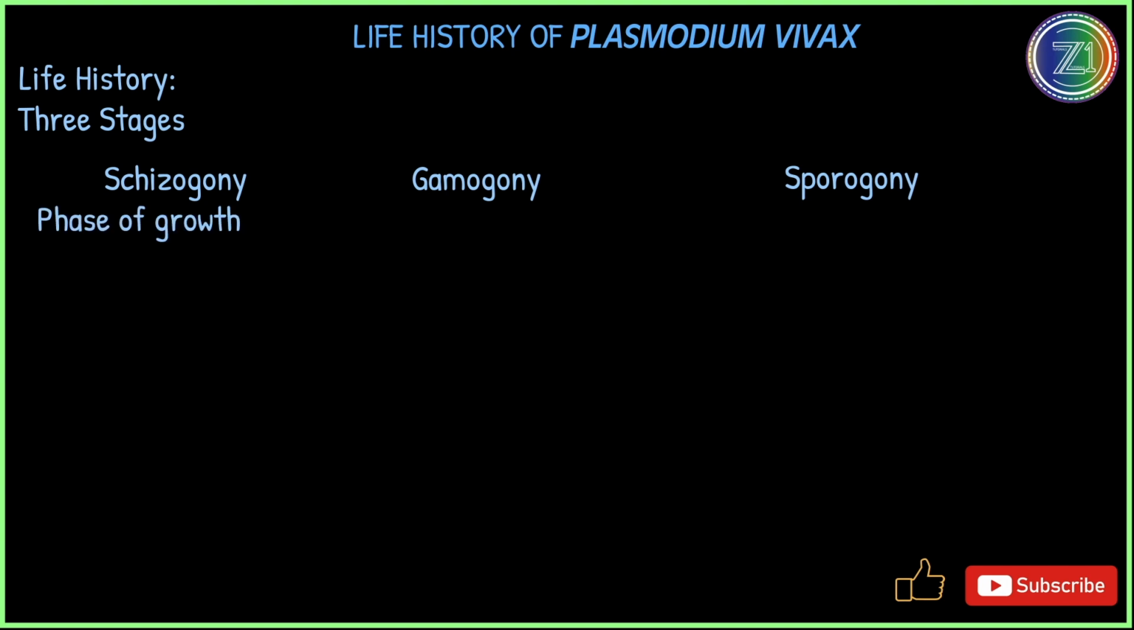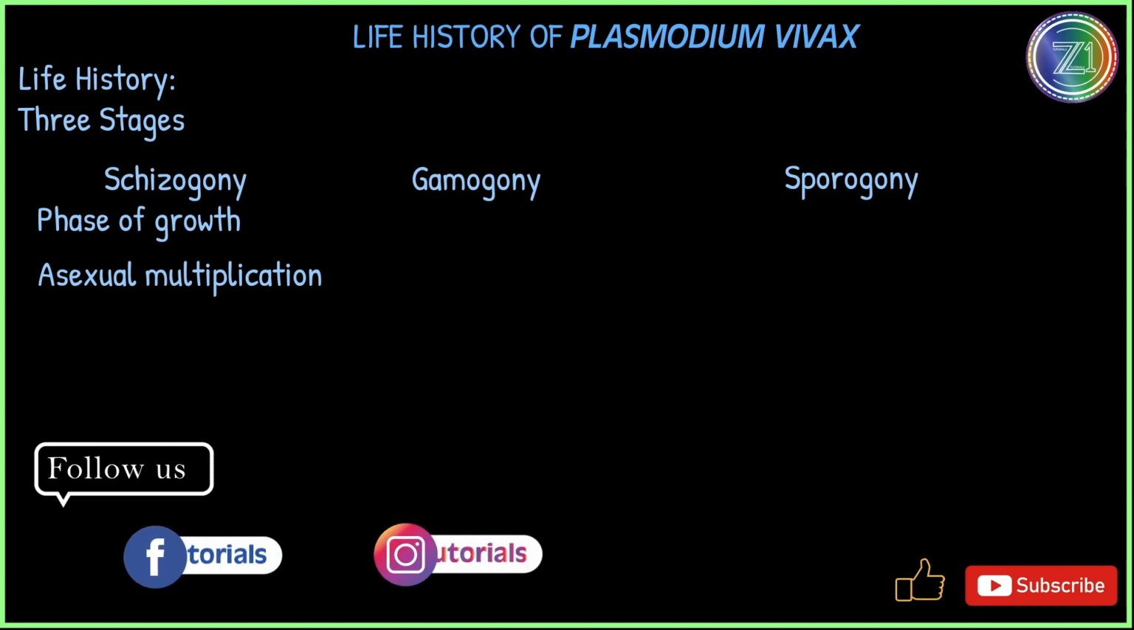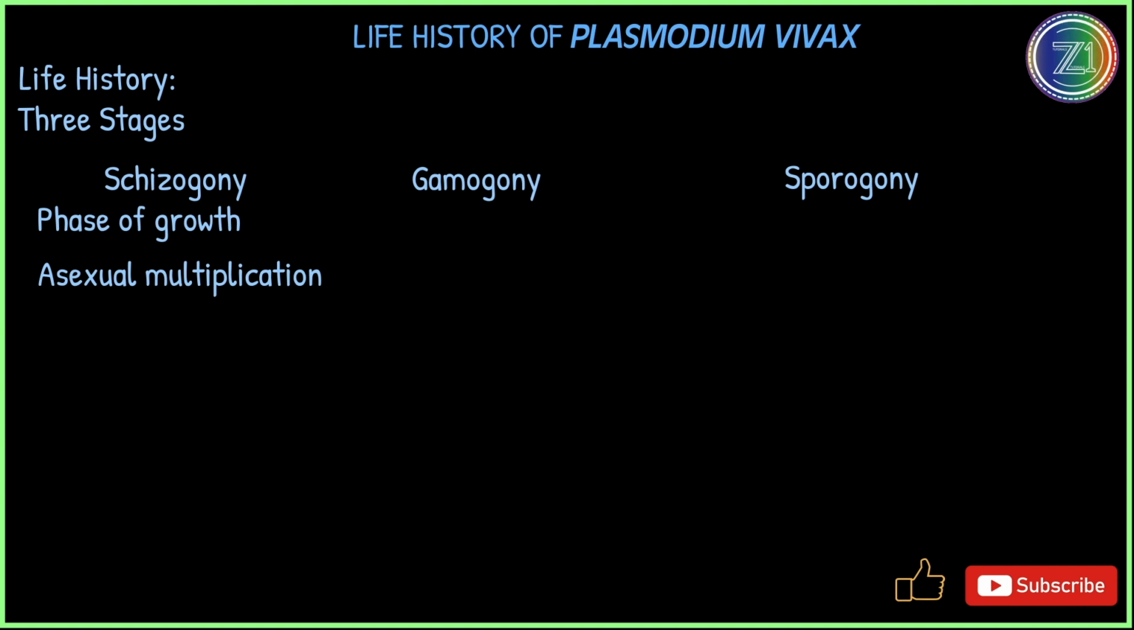Schizogony is the phase of growth. And another thing, asexual multiplication is taking place in case of schizogony. So this is the first phase of growth, asexual reproduction, and the third point is that it occurs only in man, right? So this is regarding the schizogony.